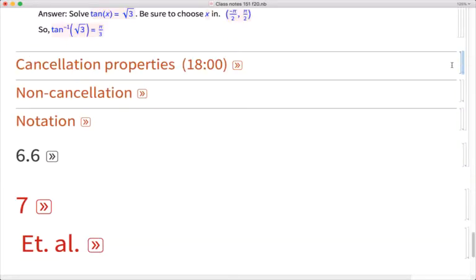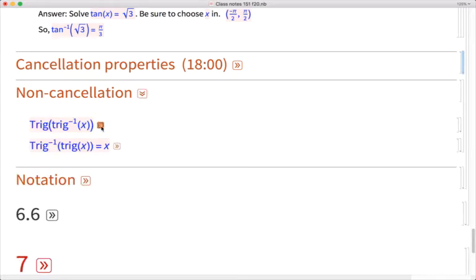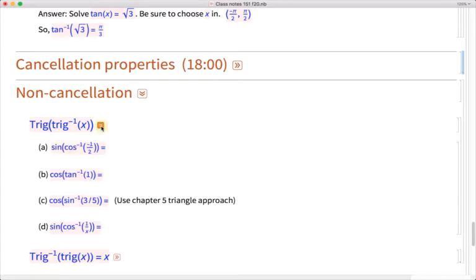We're going to look at doing some evaluations where we don't get cancellation now. The reason we don't get cancellation is maybe because one of the two rules is broken, or maybe because the trig functions don't match. Okay, so for a problem like this, sine inverse cosine, there's more than one way to do it, but probably the most systematic way is simply to evaluate the inside function first, if possible. So maybe I'll try to break that down into two steps.